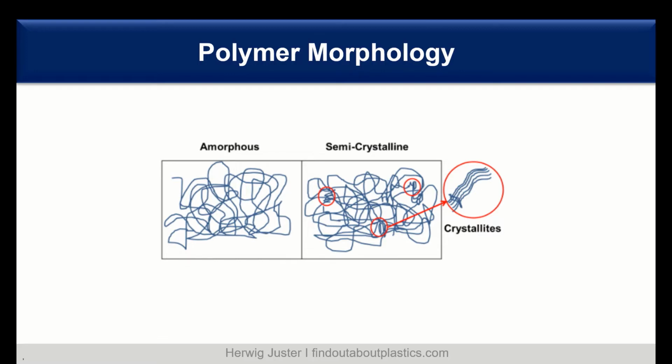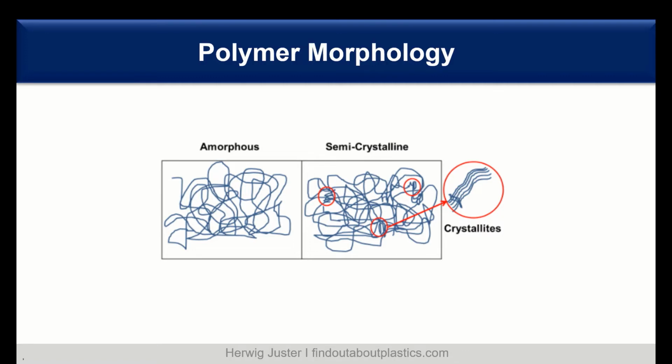What is the main difference? In amorphous we have a random arrangement of the polymer chains, and we have one distinctive glass transition temperature. Up to this temperature we have good mechanical properties. Once we are above it, we have a drop in the mechanical properties. However, the processing window is bigger.